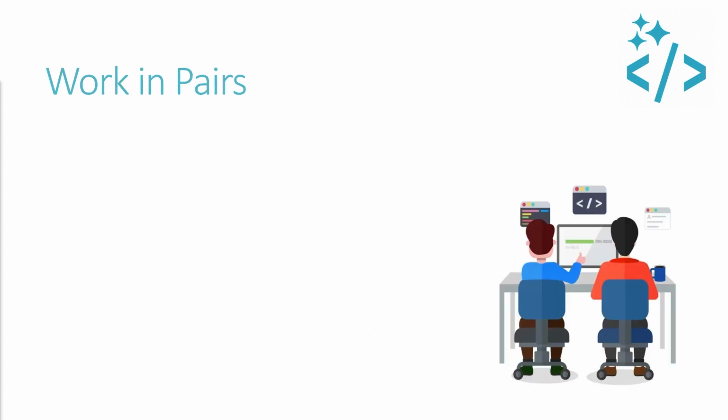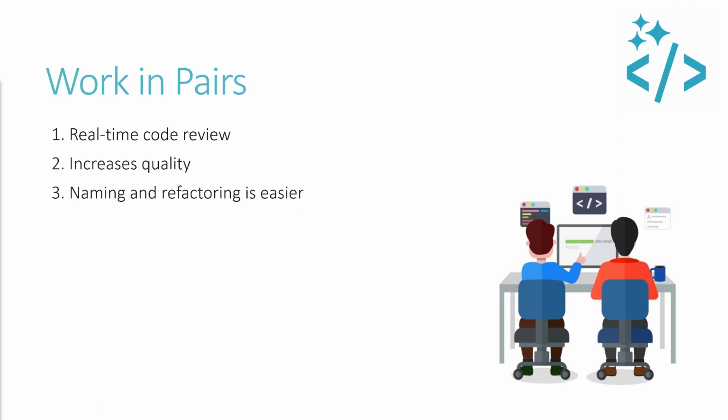Clean coding can also be ensured by working in pairs. So, for example, getting a colleague and doing some real-time code reviews, the quality of the code is increased, and the naming and refactoring will be easier.